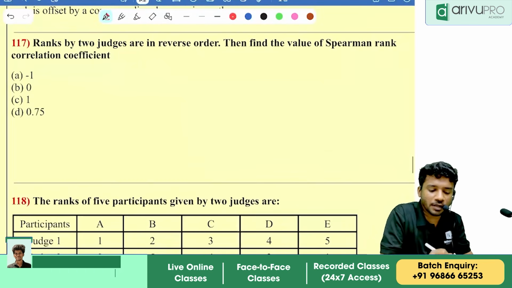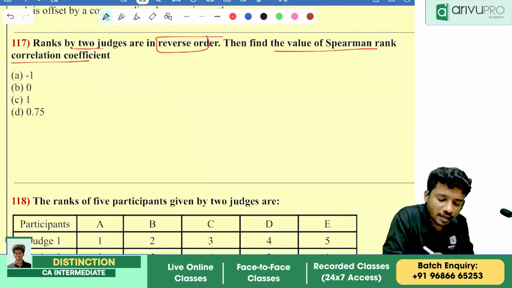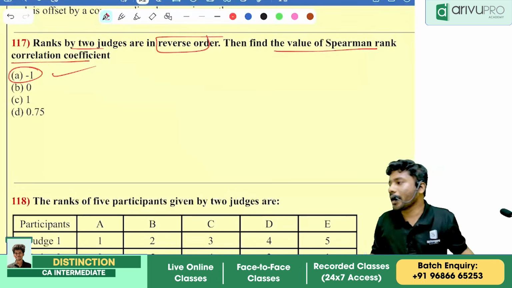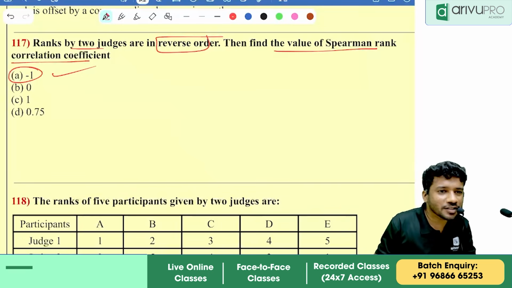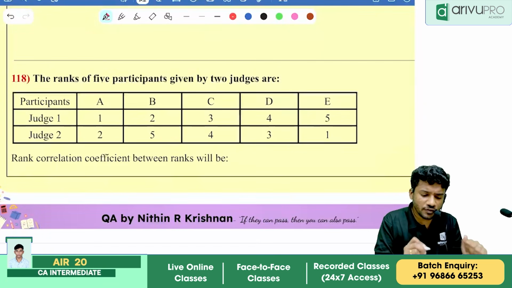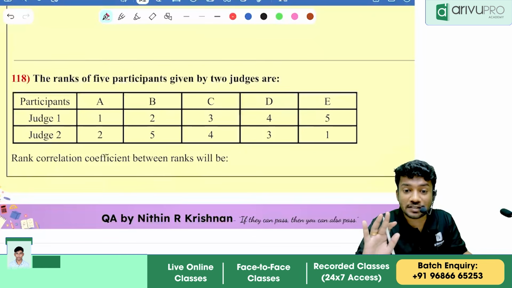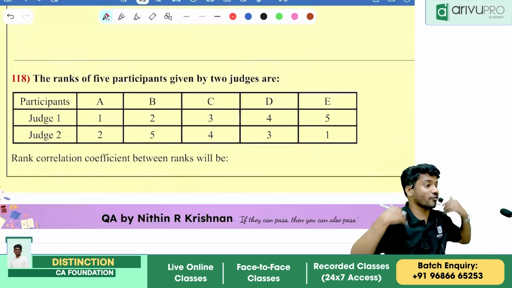Next question, people. Ranks by judges are in reverse order. Then find the value of Spearman rank correlation coefficient. Minus 1. Understood the method? Got the point? Next question, people. Find the rank correlation coefficient. Here rank is directly given. Marks are not given. Ranks are directly given. So it is very, very easy for us.